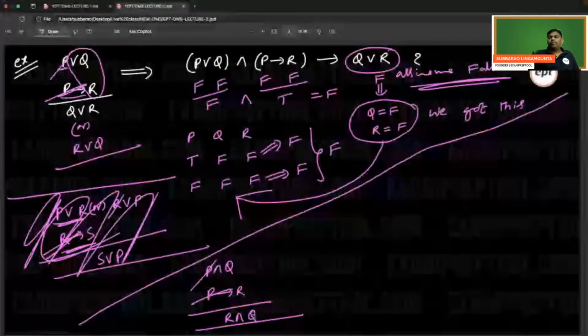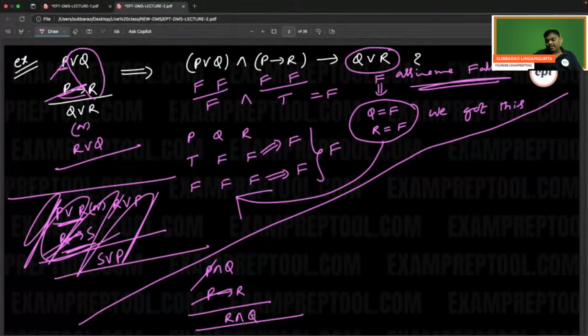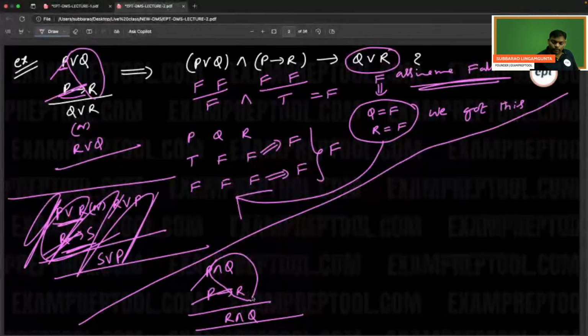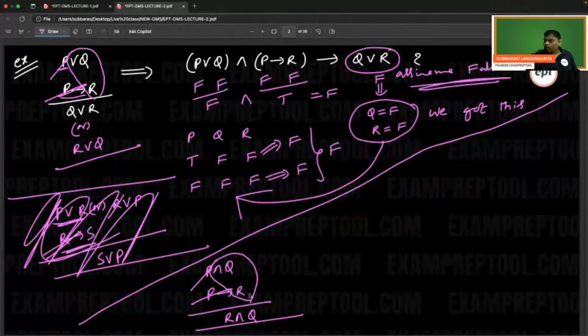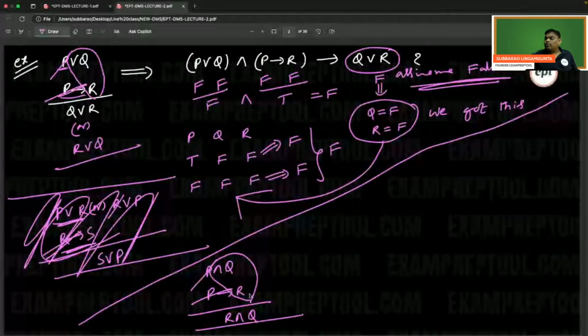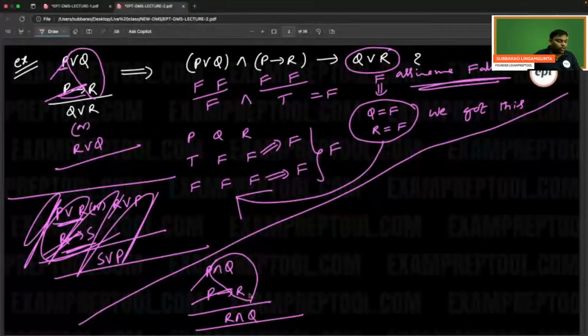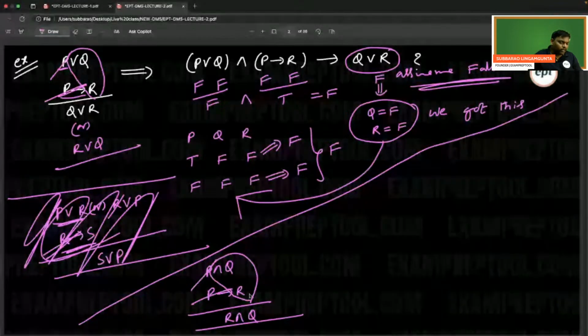P and Q, P implies. So P cancels. Left out one is R and Q. This is the left out one. Worst case, we can prove it whatever way I proved above. The best thing is, if you remember, you can solve the problem immediately. Try to understand. If you remember this one, you can solve this problem immediately.